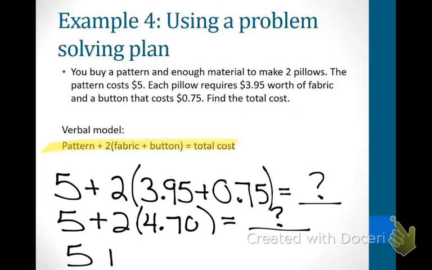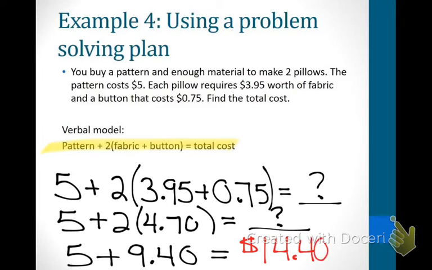5 plus $9.40. Now, how do you think you could solve this part mental math? Very good. Add your dollars together. 5 and 9 is 14, and then just bring your cents over. So $14.40 is the total cost of your project.